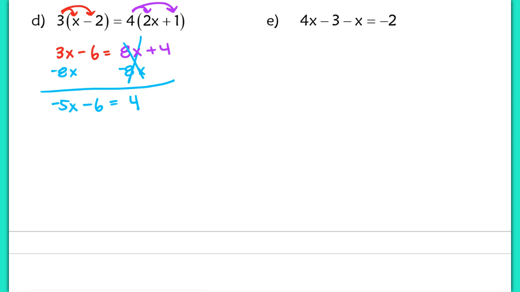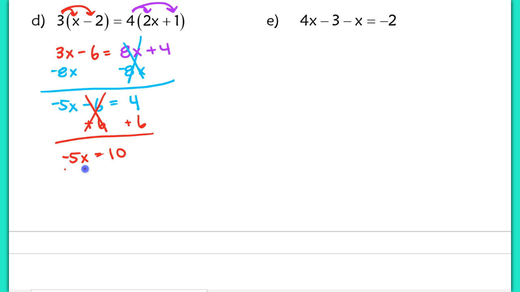Okay, now I need to solve for the x. So in order to do that, I need to first move this negative 6. So I'm going to add 6 on both sides here. Those are going to cancel. I'm going to drop down that negative 5x now. And on the right-hand side, 4 plus 6 gives me 10.